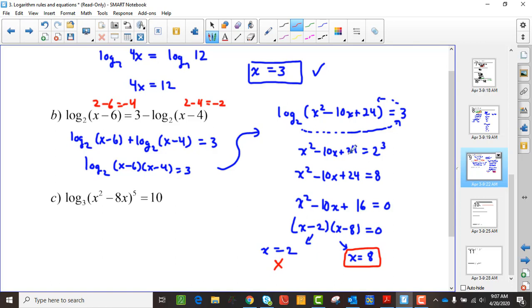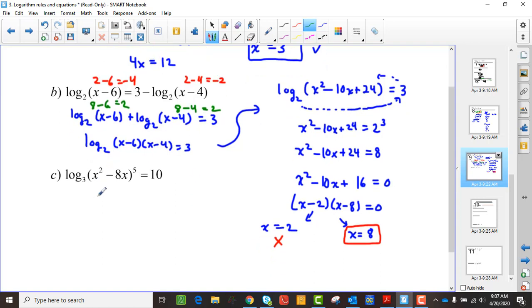This one's okay, though, because, again, if I do 8 minus 6 and 8 minus 4, they're positive. 8 minus 6 is 2, and 8 minus 4 is 2. So that's okay. But this is not.